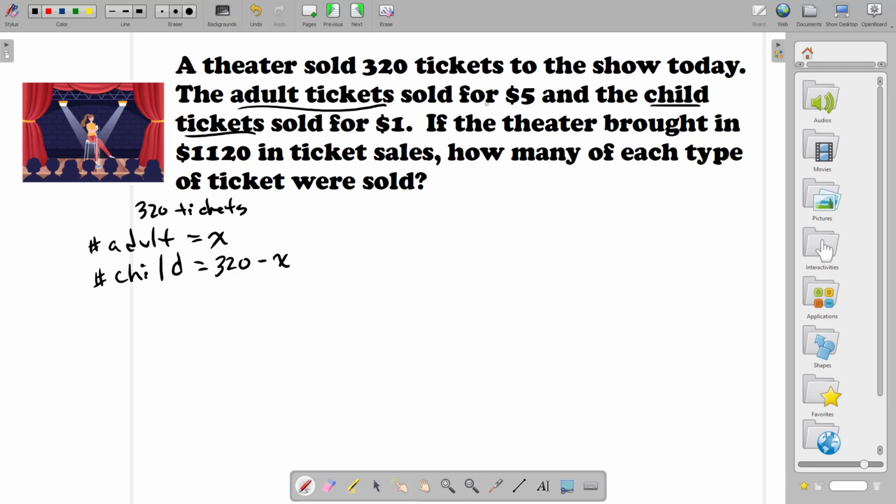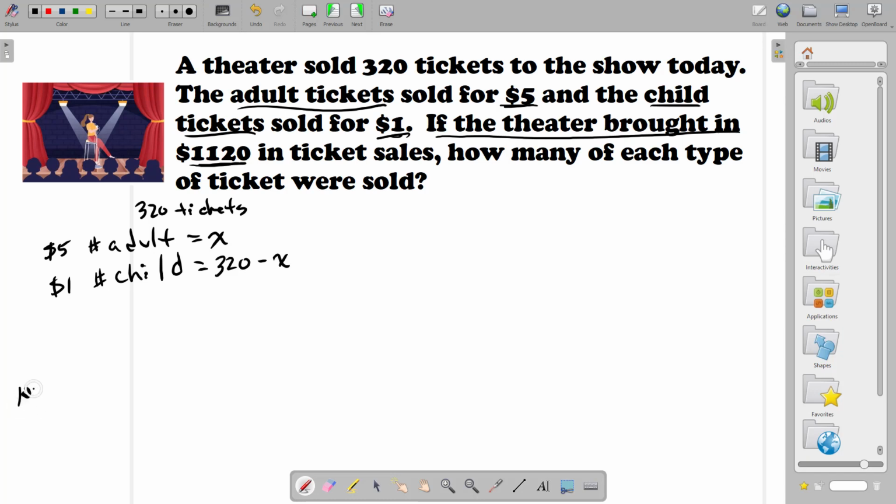Then it gives us another important piece of information: how much each ticket sold for. So for adult tickets, these sold for $5. The child tickets sold for $1. They tell us that the theater brought in $1,120 in ticket sales.